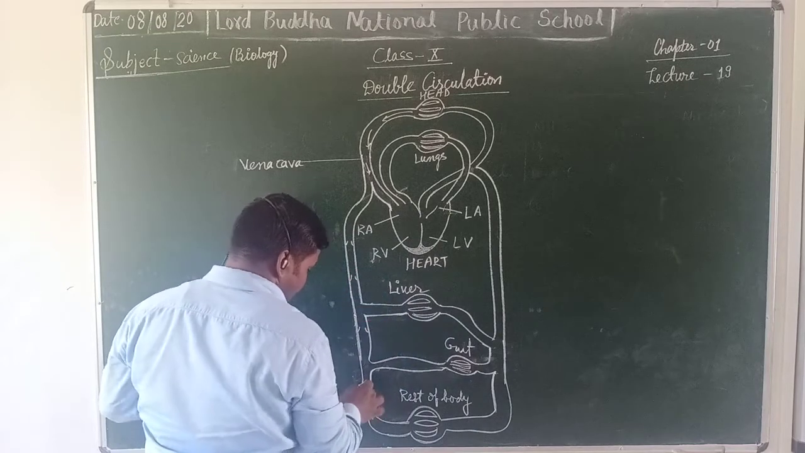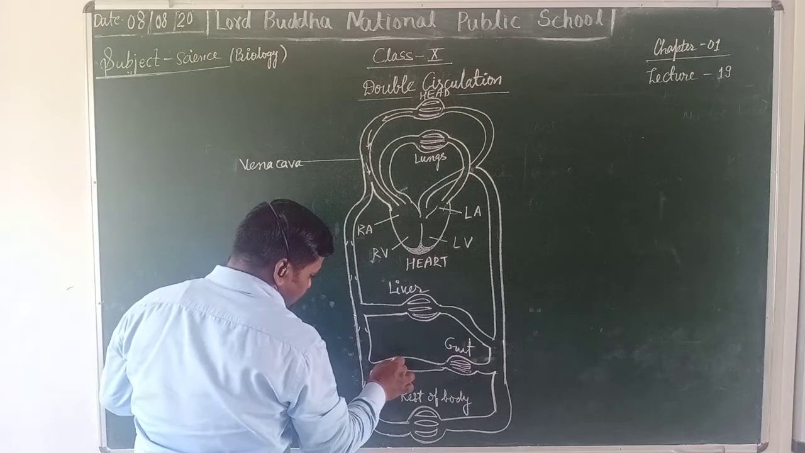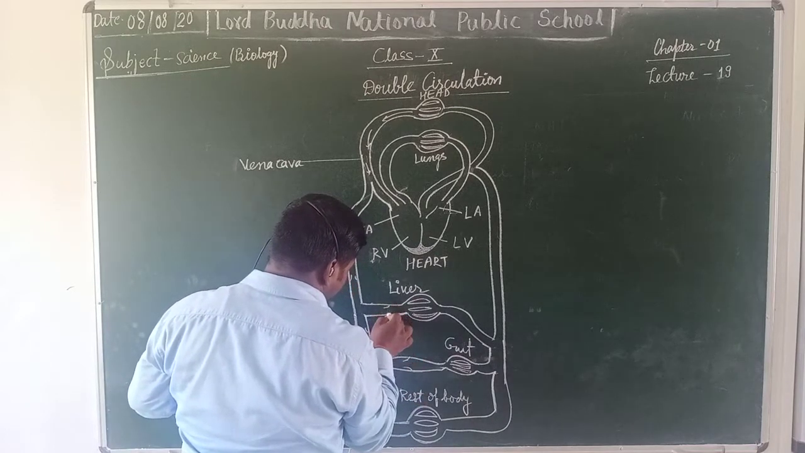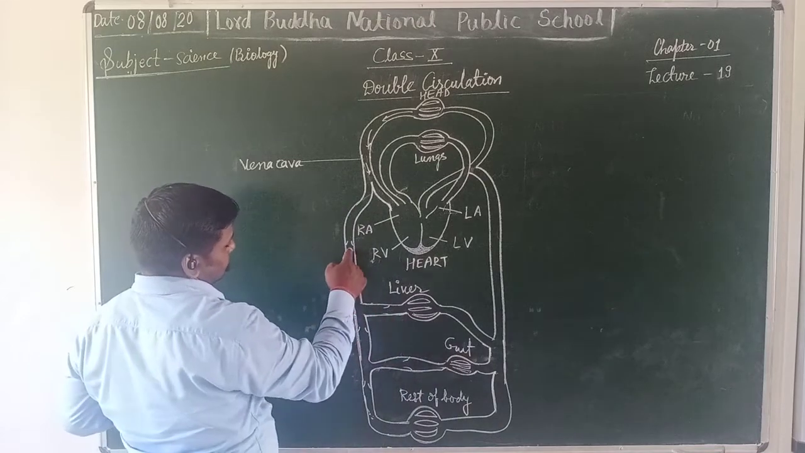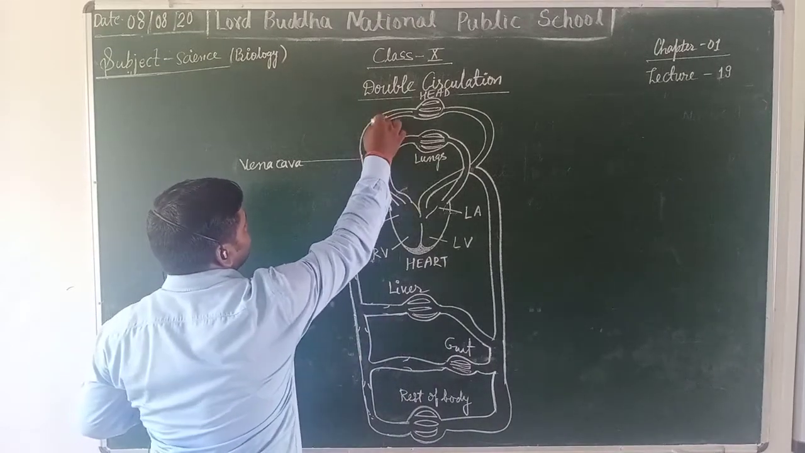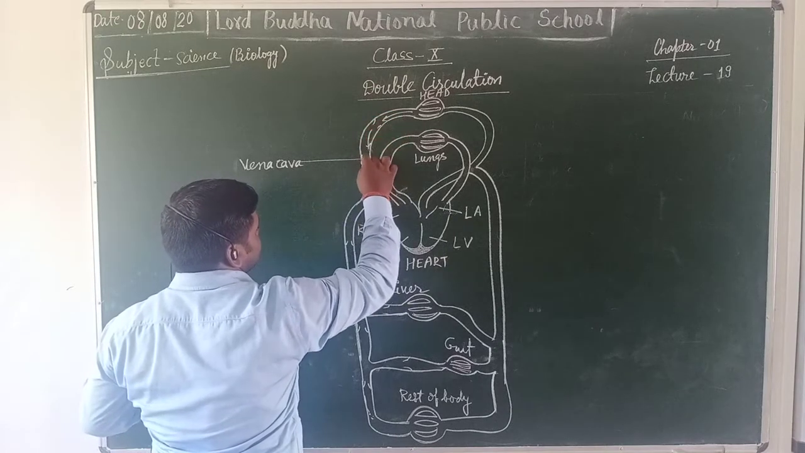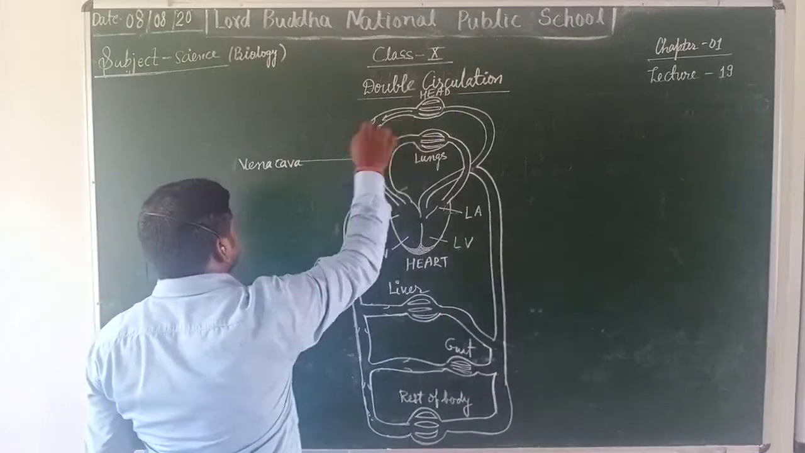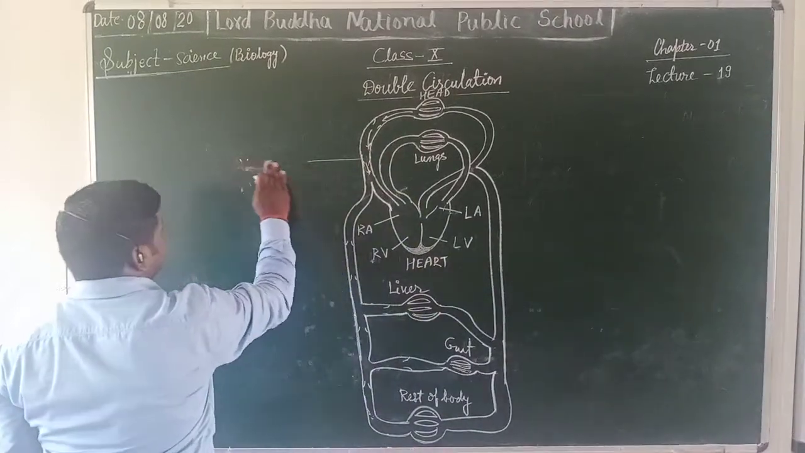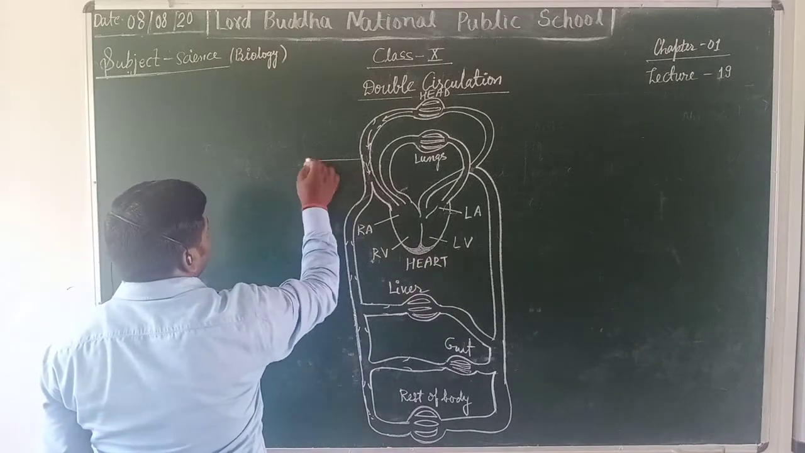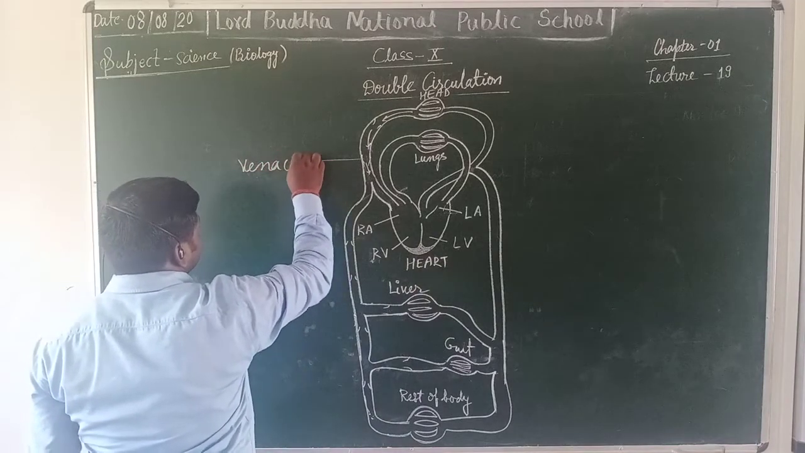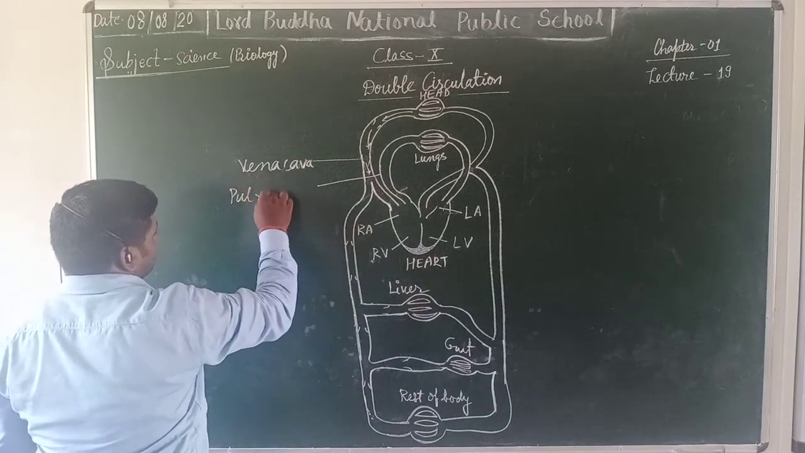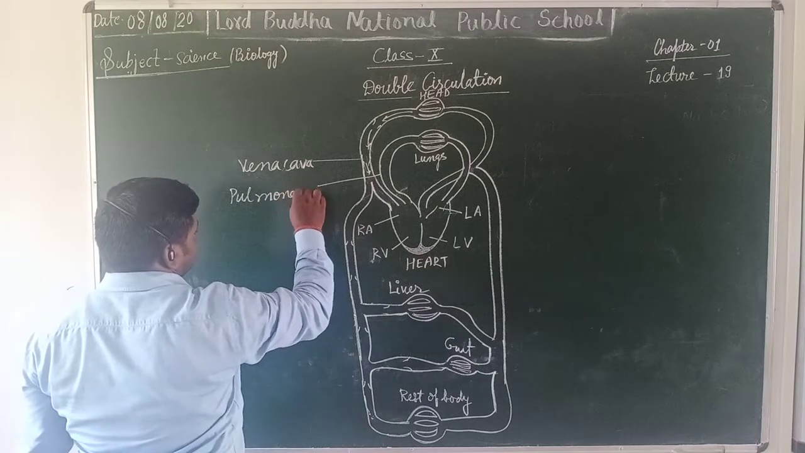So I here draw the semilunar valves to represent a more clear schematic diagram. These are the semilunar valves. These are only found in veins. These are absent in arteries. Now this is the vena cava, and this is the pulmonary vein.